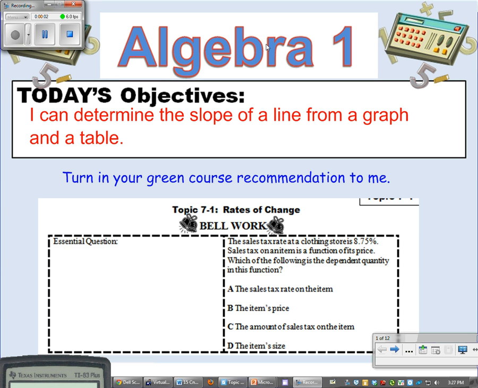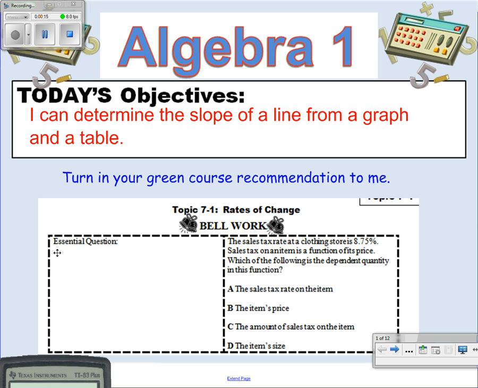This is a recording for topic 7-1, rates of change. Today's objective is I can determine the slope of a line from a graph and a table. So our essential question will be, how can I determine the slope of a line from a graph and a table? When we finish the lesson, we should be able to answer this question.